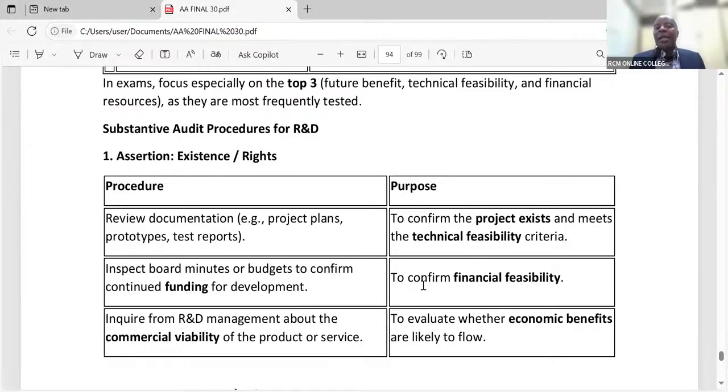Inquire from research and development management about commercial viability of the product or service. Do you think in this case you'll be able to sell this item outside there? To evaluate whether economic benefits are likely to flow. Remember up here we said these three are very, very important: technical feasibility, financial feasibility, economic benefits. Very, very important.